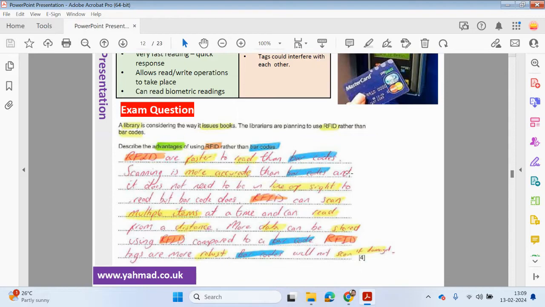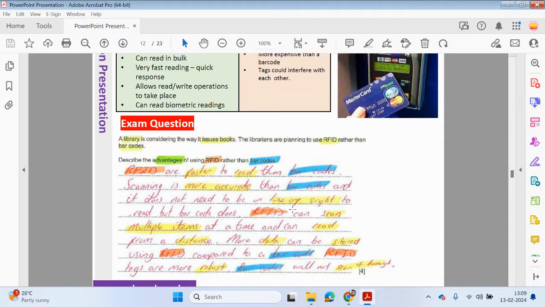So here we have a question. So comparing RFID to barcodes. A library is considering the way it issues books. The librarians are planning to use RFID rather than barcodes. Describe the advantage of using RFID rather than barcodes. So RFID is faster to read than barcodes. Scanning is more accurate than barcodes, and it does not need to be in a line of sight.